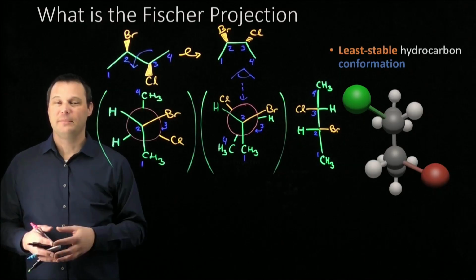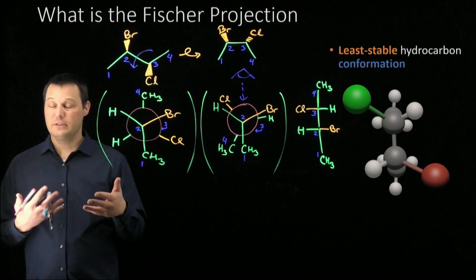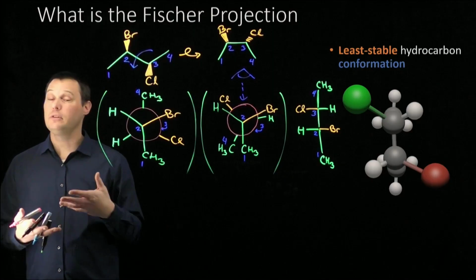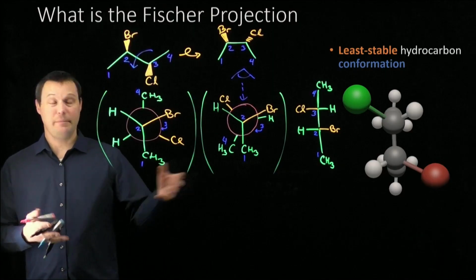So that's what a Fischer projection is, but what does it mean? What does it represent? All of our various perspective drawings are supposed to impart some kind of three-dimensional information to the reader. So what is happening with the Fischer projection?